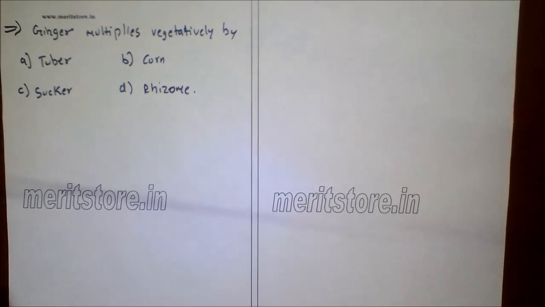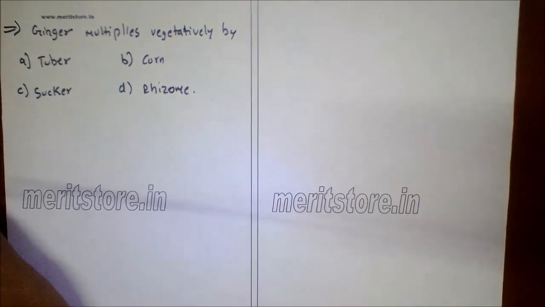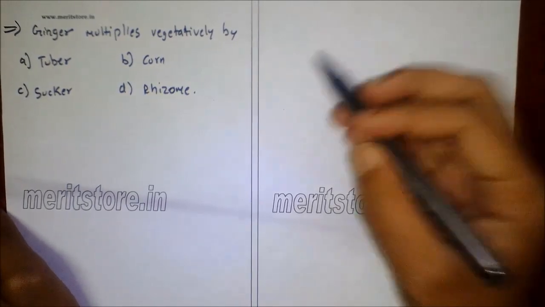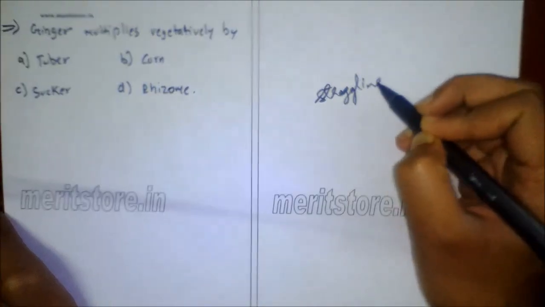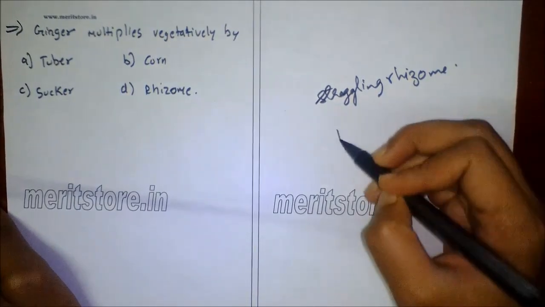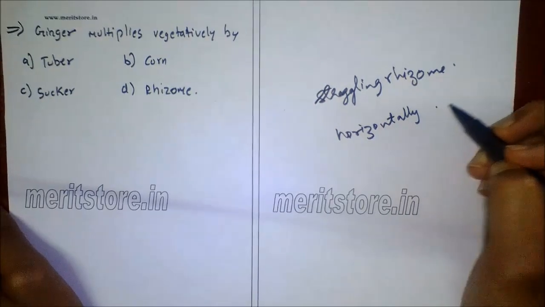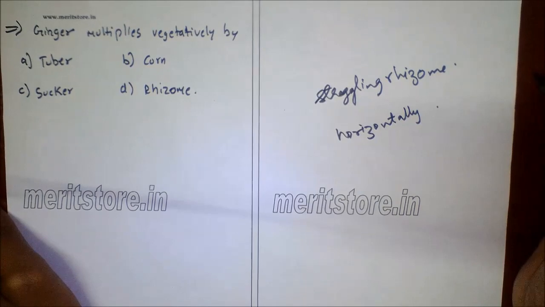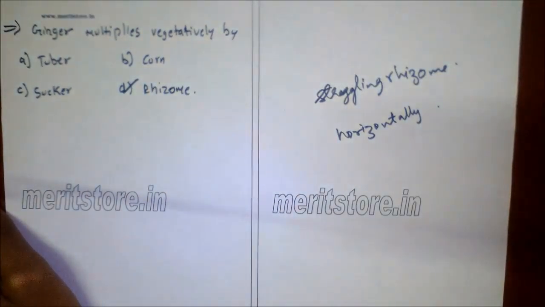Ginger multiplies vegetatively by A. tuber, B. cone, C. sucker, D. rhizome. Ginger is a straggling rhizome which creeps horizontally in the soil. It is often branched. So option D is the correct answer.